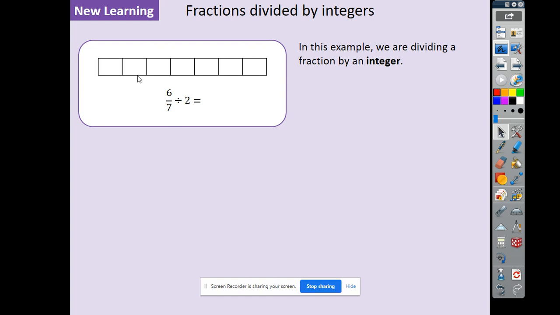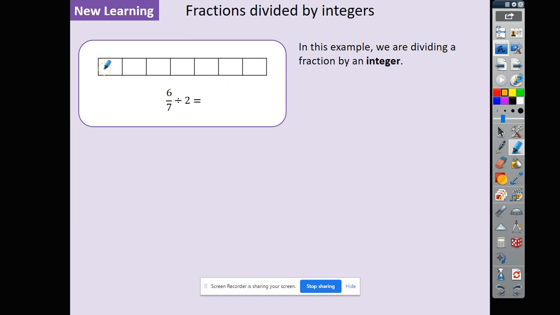So the first thing that I want you to do is draw yourself a bar model. So I have a bar model here. That's my whole rectangle. I split it into 7 parts because that's my denominator. Now if we're looking at 6/7, the first thing I'm going to do is shade in 6/7. So I'm going to shade 1, 2, 3, 4, 5, 6 out of the 7 are now shaded.